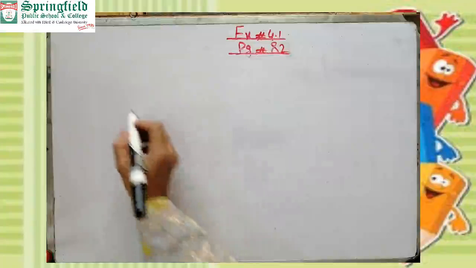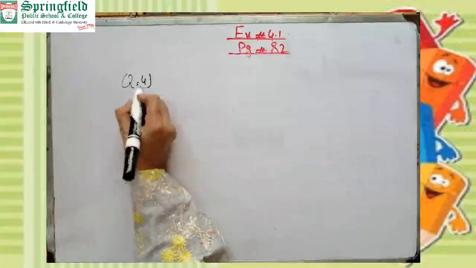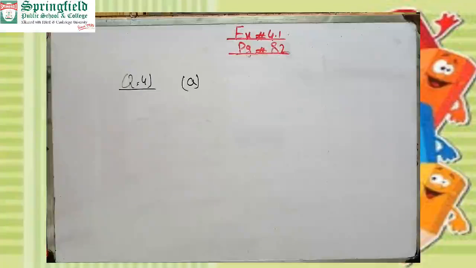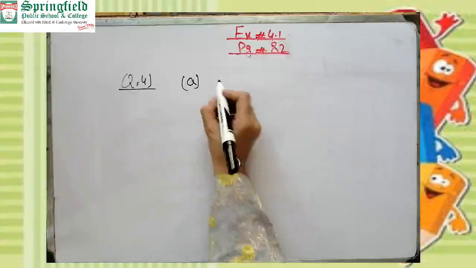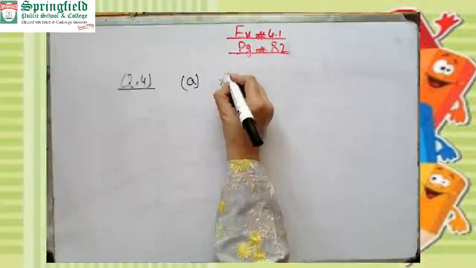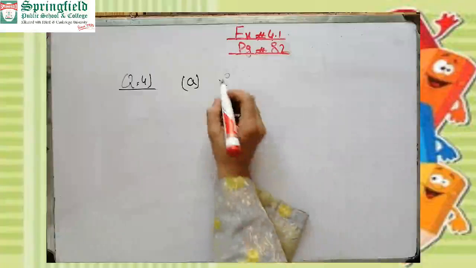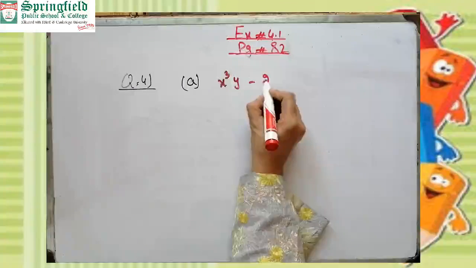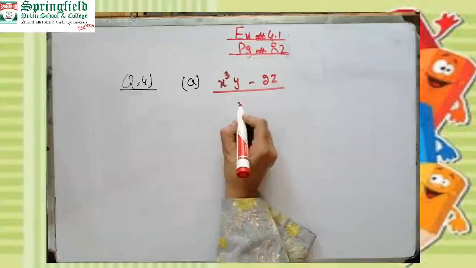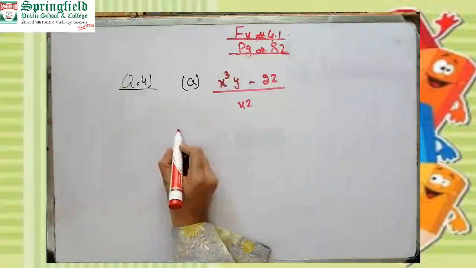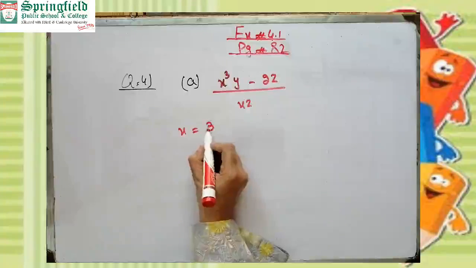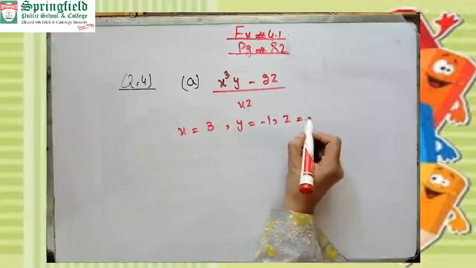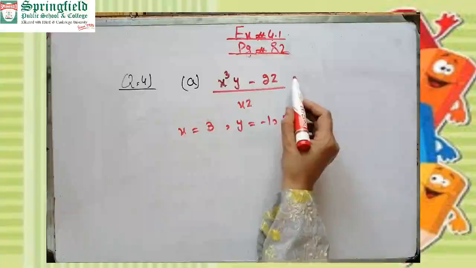Question number 4 is, I will do the first part and the second part will be your task. Fine. So x cube y minus 2z divided by xz, when x is equal to 3, y is equal to minus 1 and z is equal to minus 2. So what will be the value of this expression?